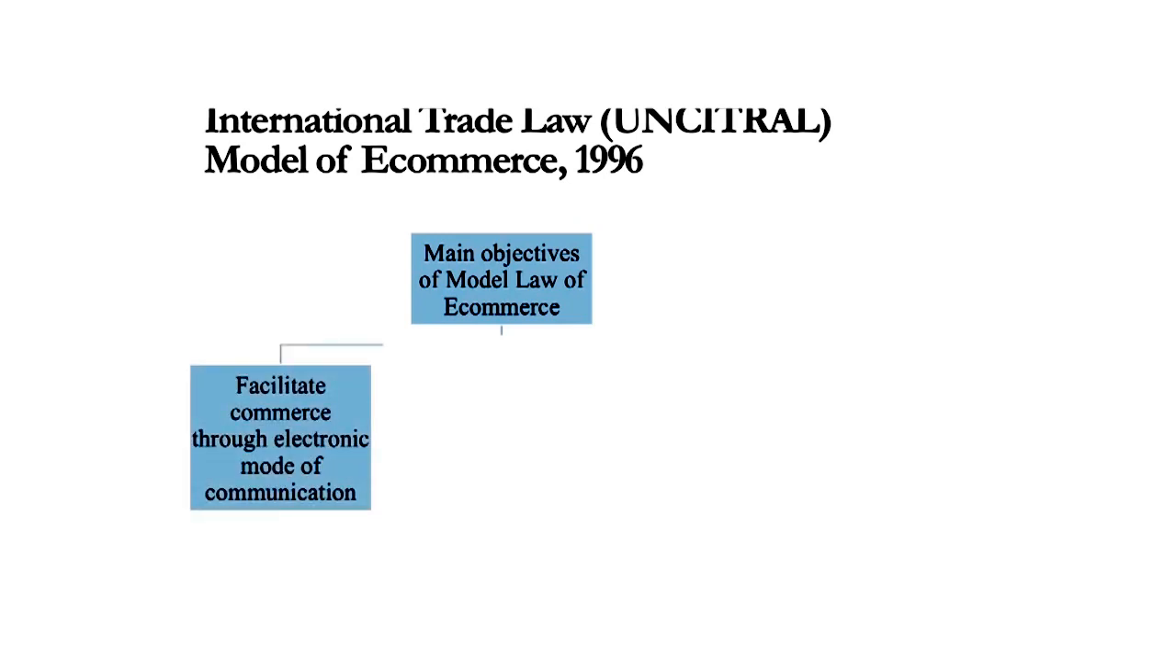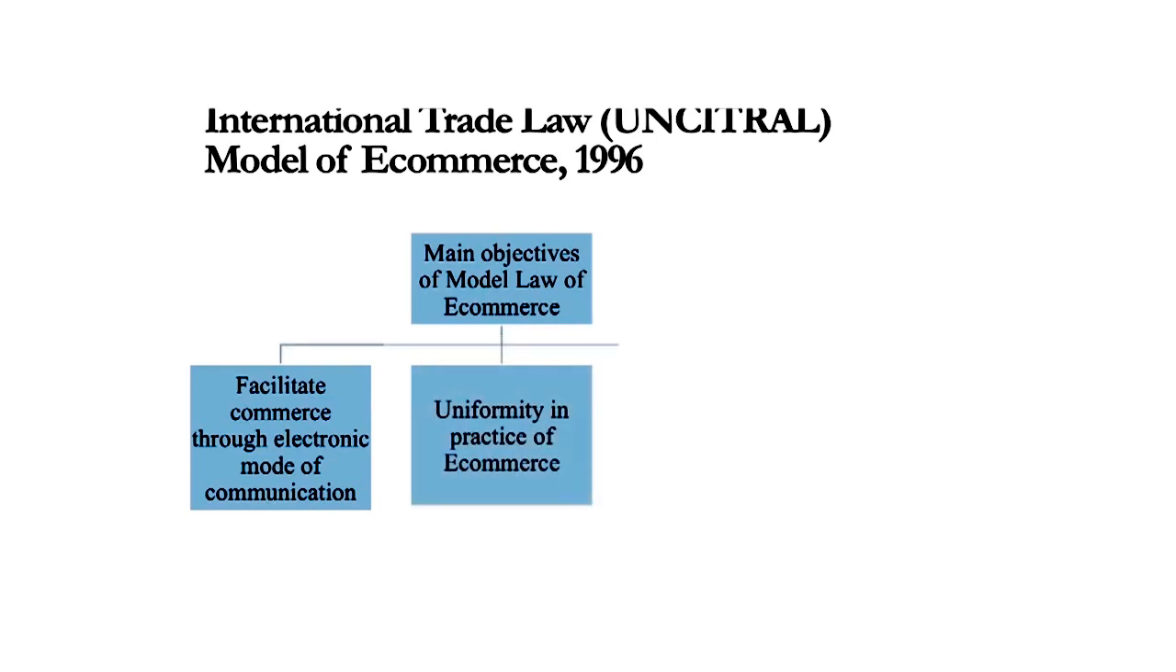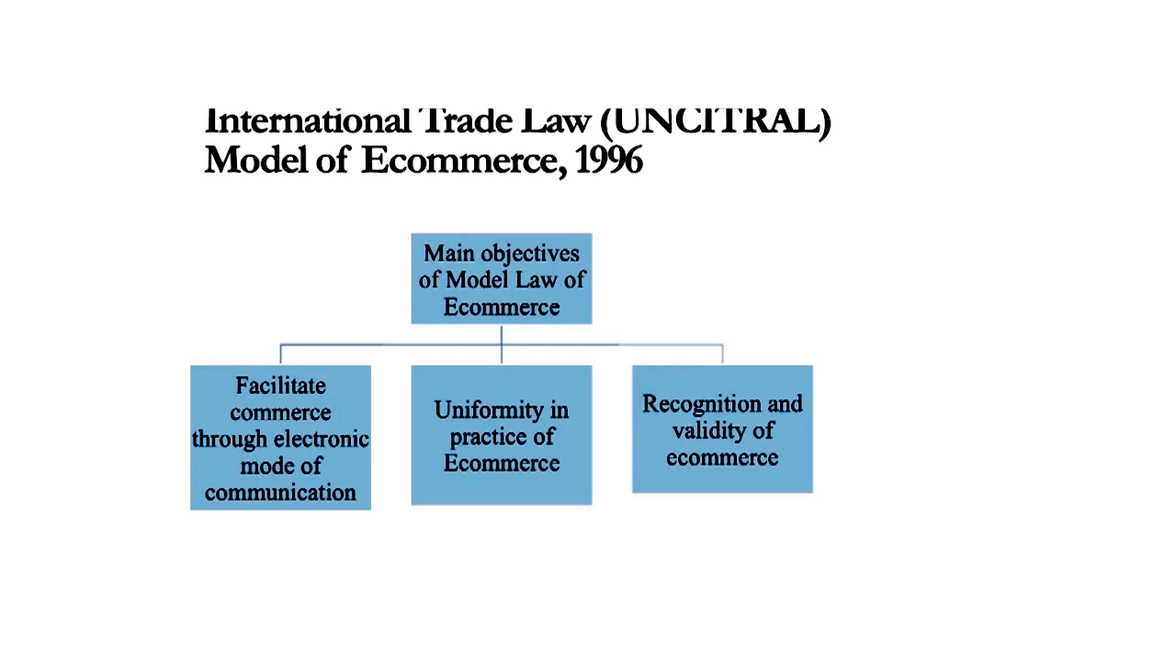To start with, we can say that from 1995 onward, the internet became very important, and it was made available to the public for wider use. Seeing the potential effect of the internet on e-commerce, at the United Nations level a committee was formed, and they drafted the model law of e-commerce in 1996. Prima facie, there were three important objectives of the model law of e-commerce. The first one was to facilitate commerce through electronic modes of communication. The second one was to provide some kind of uniformity to e-commerce. And the last one was to recognize the validity of e-commerce. With these three important objectives, this model law of e-commerce was created.